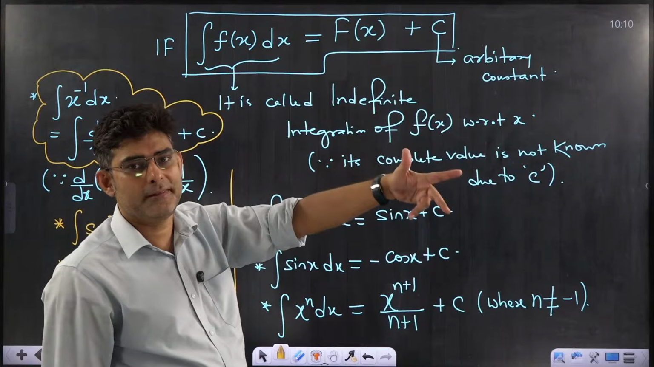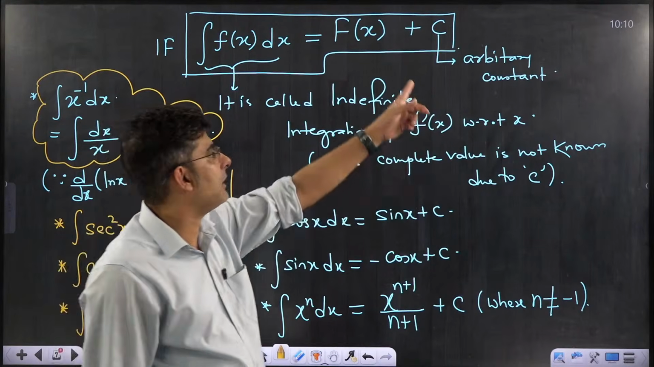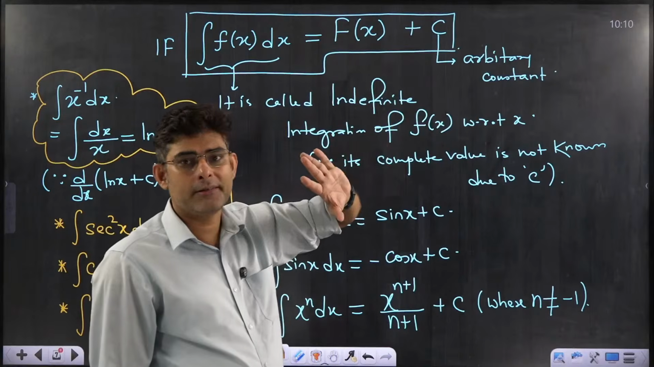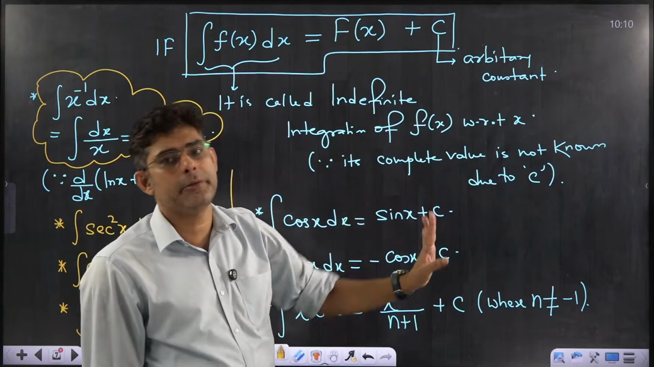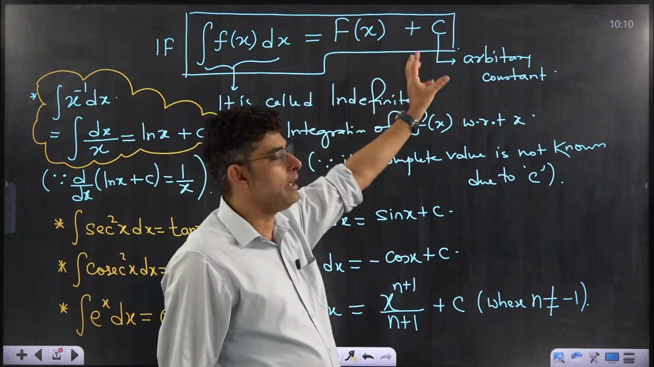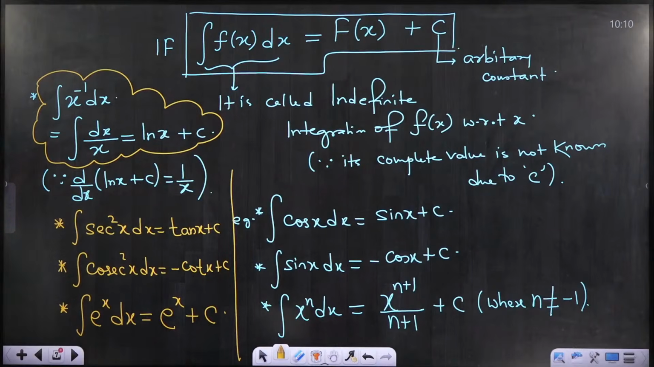C by 3 also as c. 3 into c as c. C plus c also as c. This is a constant. So when you are using constant plus constant, constant minus constant, constant divided by constant, it will be constant only. So you will just replace it by arbitrary constant. So this much, is it clear to all of you?